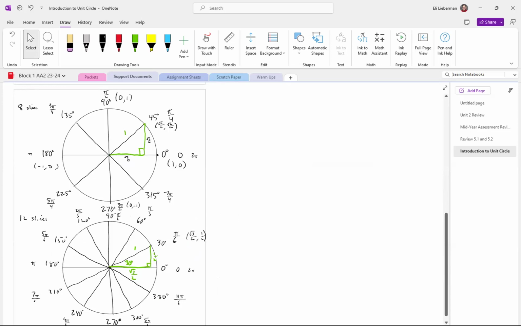I'll be calling on someone in just a minute or so to help with the rest of the 8 slices. And then I need someone to help with the 12 slices. I think I'll just call one person for each one.